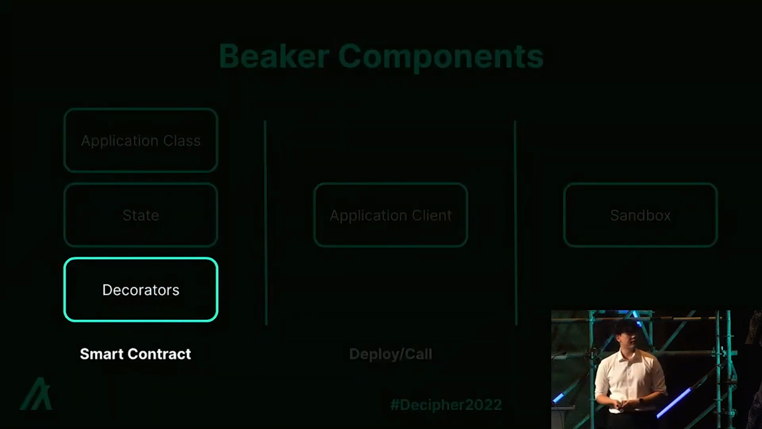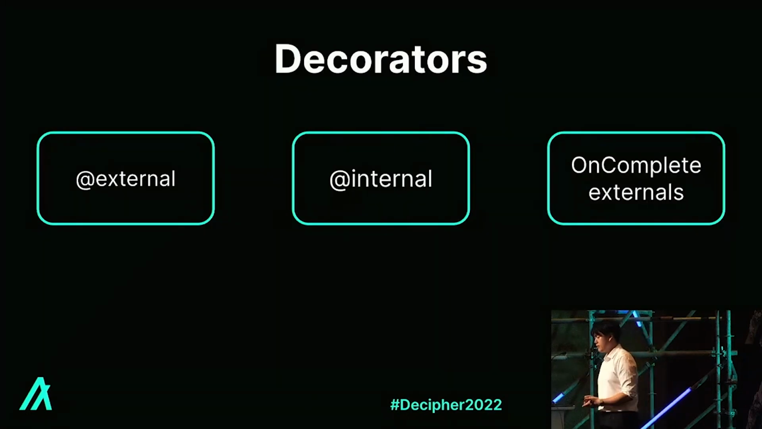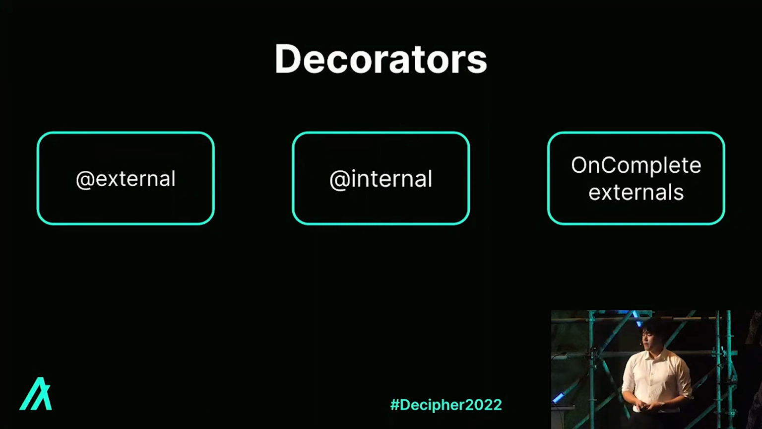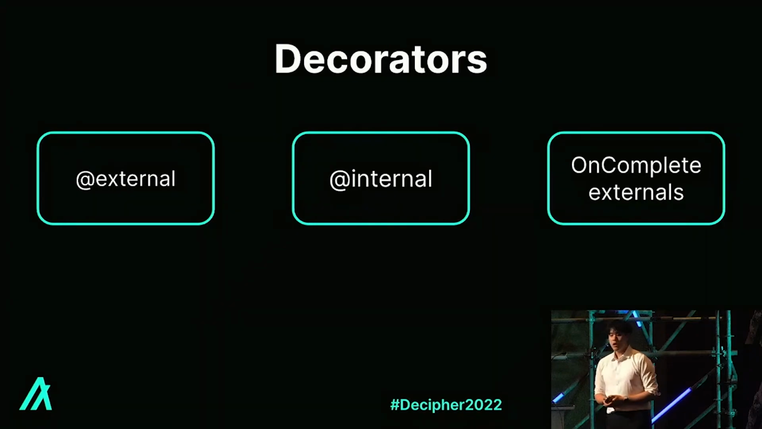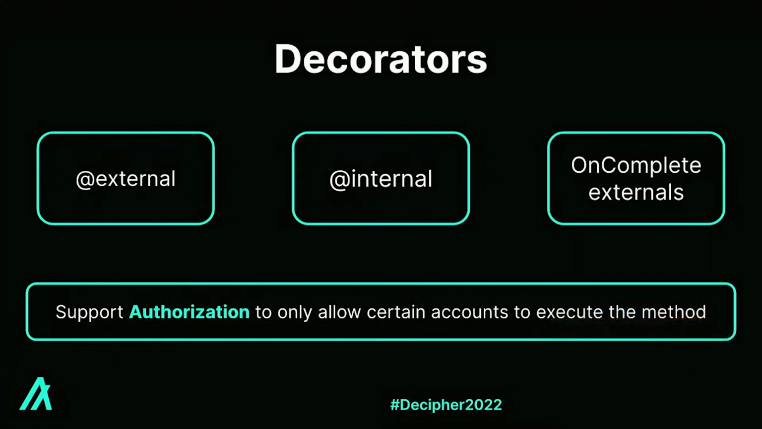All right, moving on to decorators. Beaker provides 3 decorators for you to use: the external decorator, internal, and OnComplete externals. Now we're going to take a deep dive into what each of these decorators are doing for you, but all of these decorators support authorization. So what that means is when you decorate methods with these decorators, you can say, hey, only this certain account can access this method.